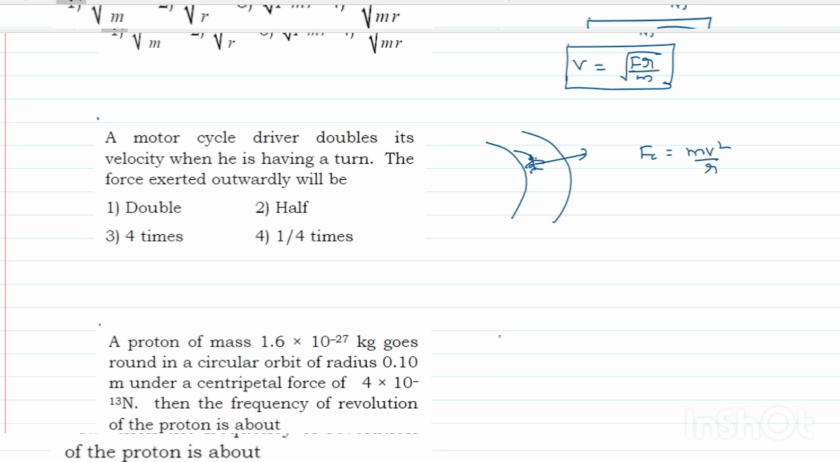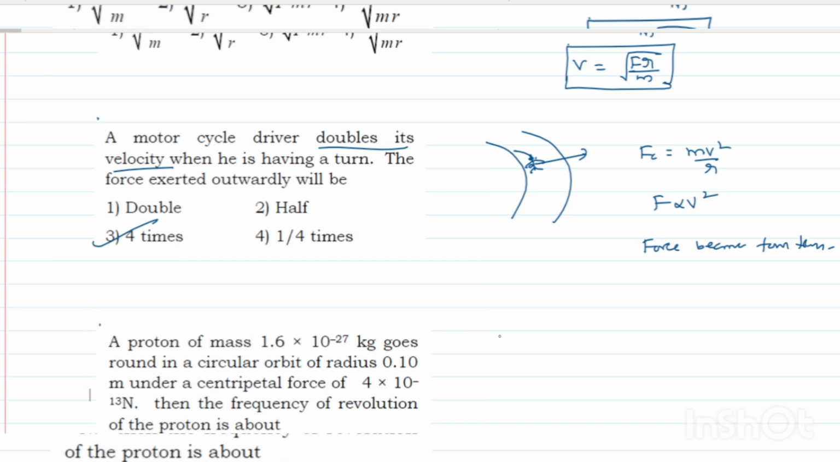Since the motorcycle driver doubles his velocity, F is directly proportional to velocity square. When the velocity doubles, the force becomes 4 times. So 4 times is the correct answer.